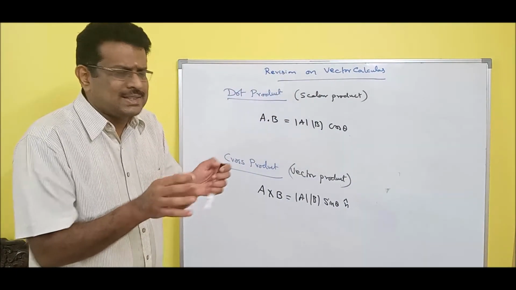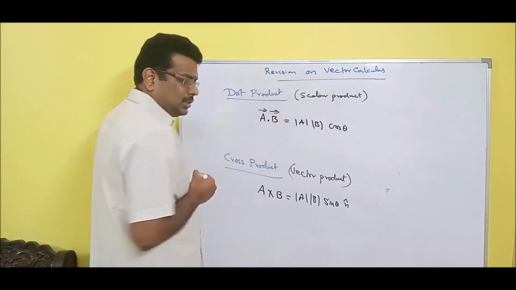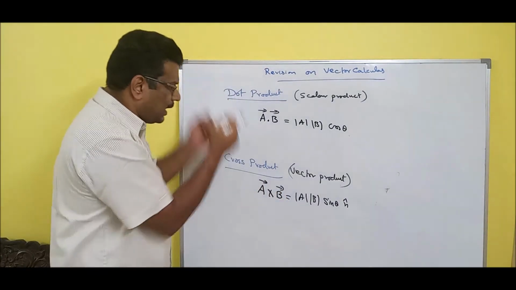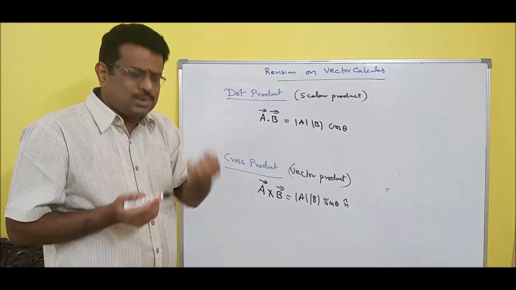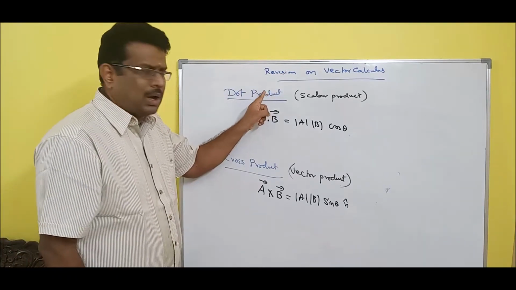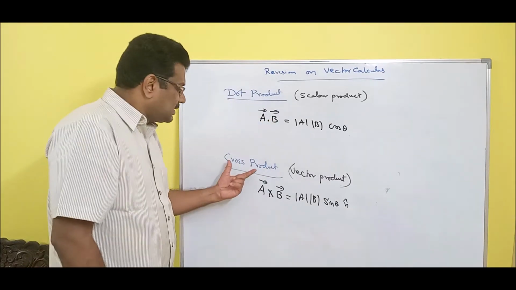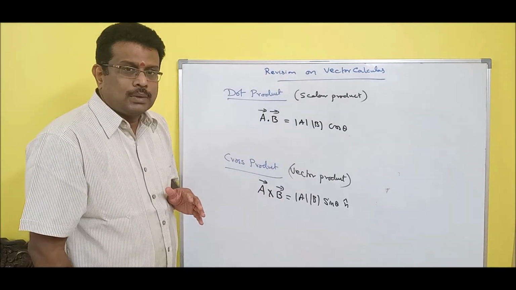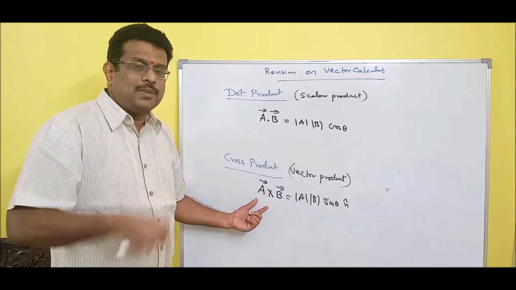Sincere, serious, listen. Who is A and B? Vector. Who is A and B? Vector. 200% all are vectors because my subject is vector. Why should I study scalar? It was in the school days. I told already. Now the question. Who is dot product? It is between two vectors. Who is cross product? It is also between two vectors. It is a product between two vectors. It is also a product between two vectors.